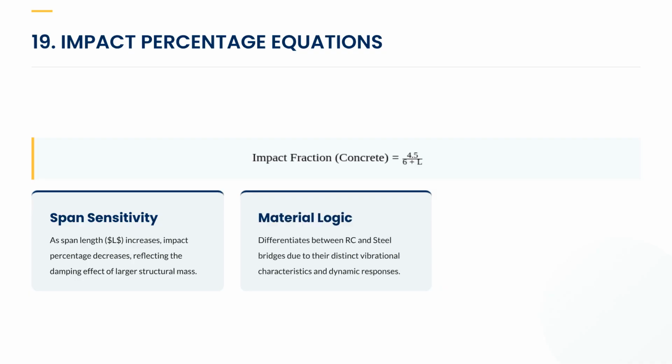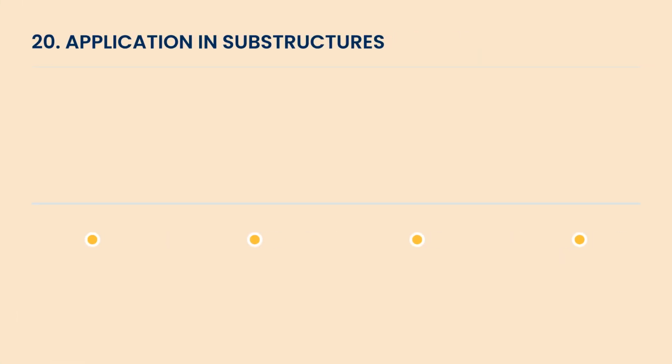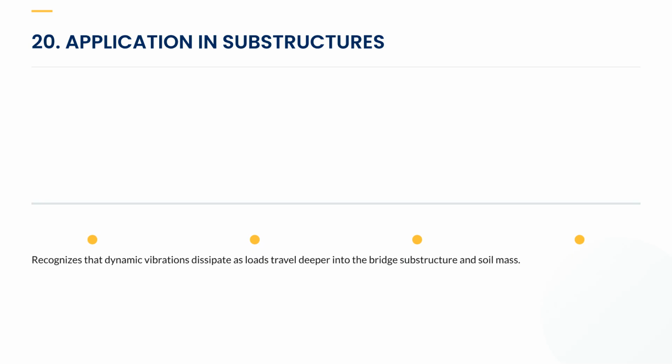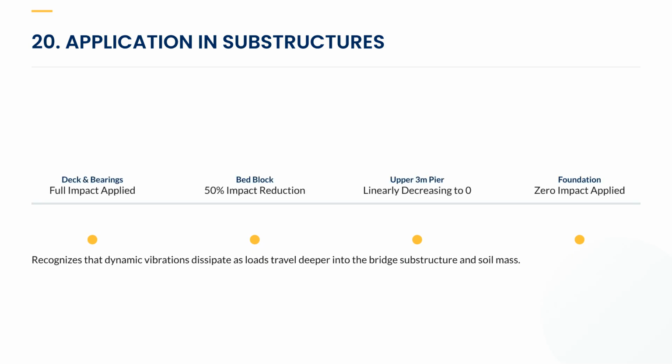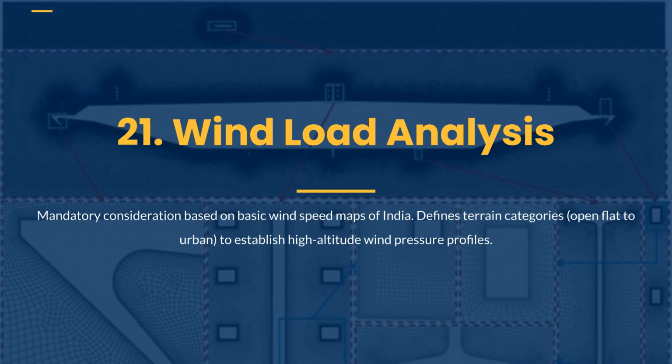The material logic differentiates between reinforced concrete and steel bridges due to their distinct vibrational characteristics. The application in substructures recognizes that dynamic vibrations dissipate as loads travel deeper. Full impact is applied to the deck and bearings, linearly decreasing to zero impact at the foundation. Wind load analysis is mandatory, based on basic wind speed maps of India.